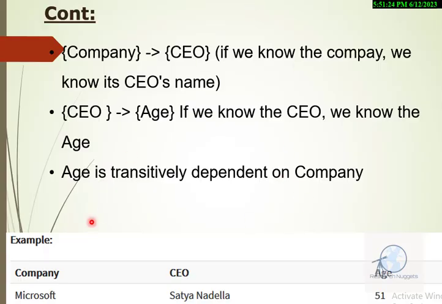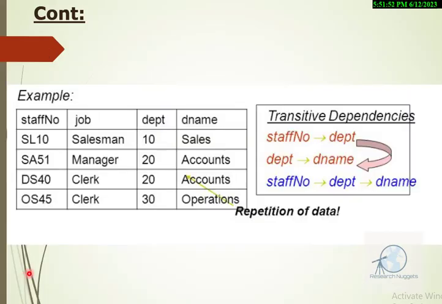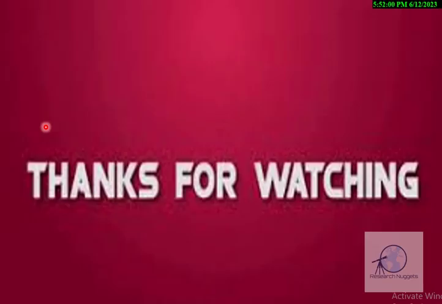Moving forward, we have another table here that consists of a company, the CEO, and the age. You can see in this particular case, the age is dependent on the CEO, and the CEO is dependent on the company. So we can say that the age is transitively dependent on the company. We have another example here, department name dependent on department, and the department dependent on the staff number.